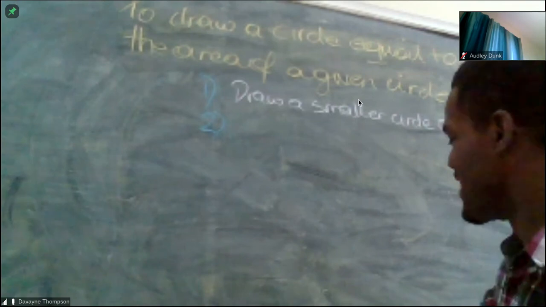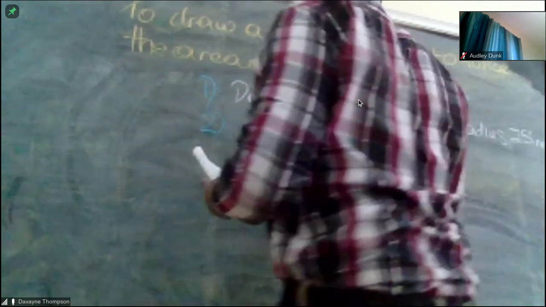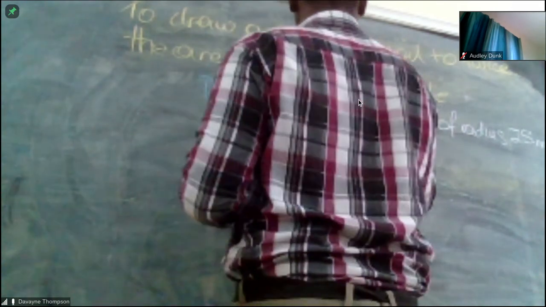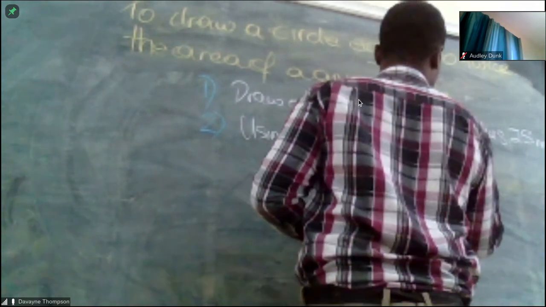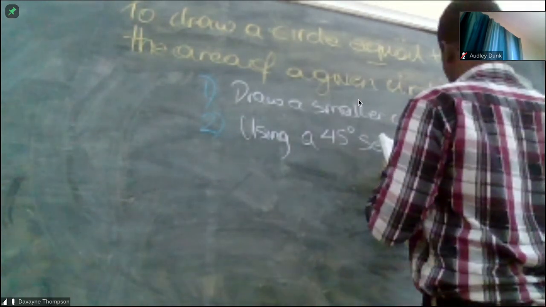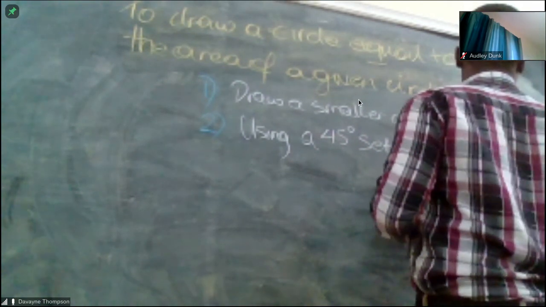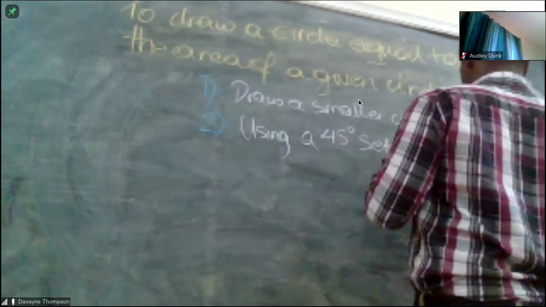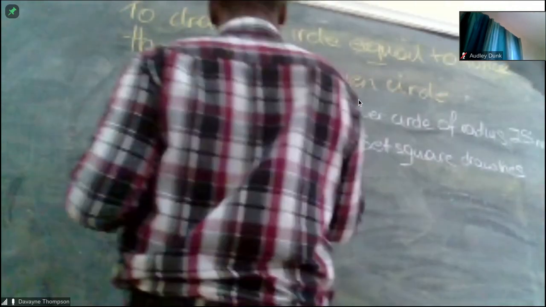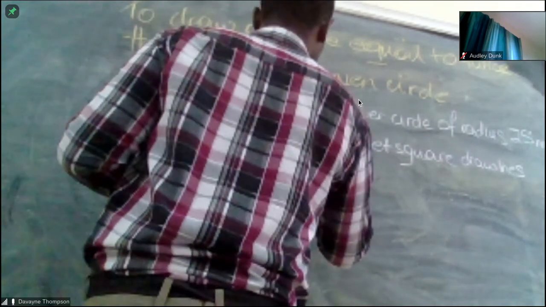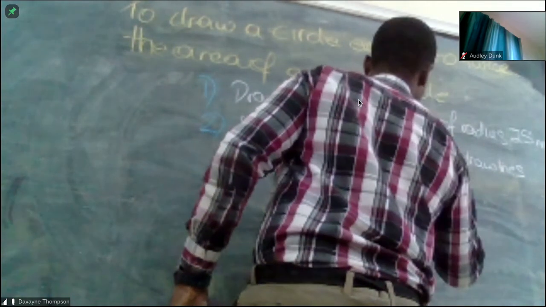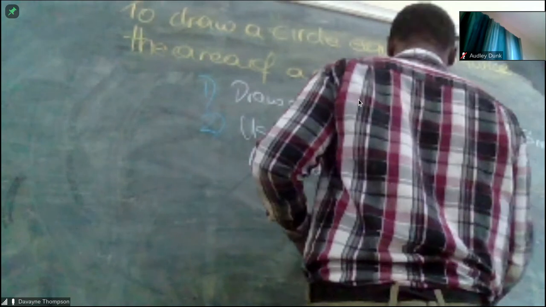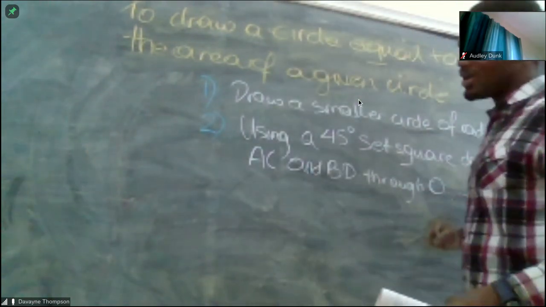Alright. So step 2. Step 2 says, using a 45-degree set square, draw lines AC and BD through O. And what is O again? O is always the center of your circle.